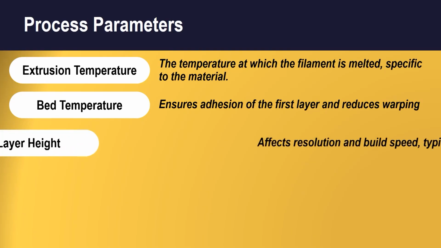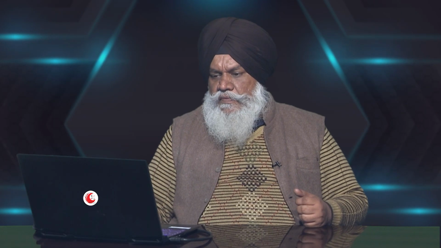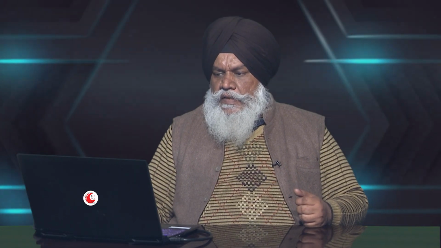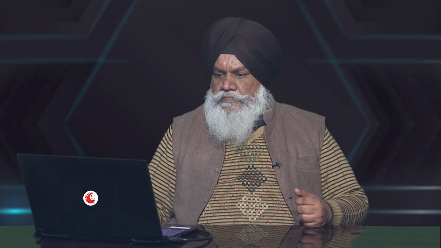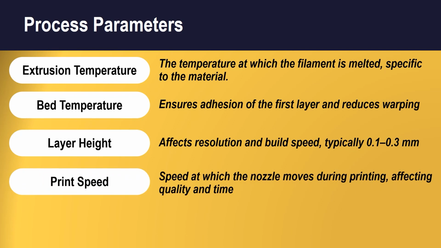Then layer height, of course, depends upon the machine itself. So what is the resolution and the build speed? Normally it varies between 0.1 to 0.3 mm. Then coming next to the print speed. This is the speed at which the nozzle moves during the printing. This significantly affects the quality and the time of production.